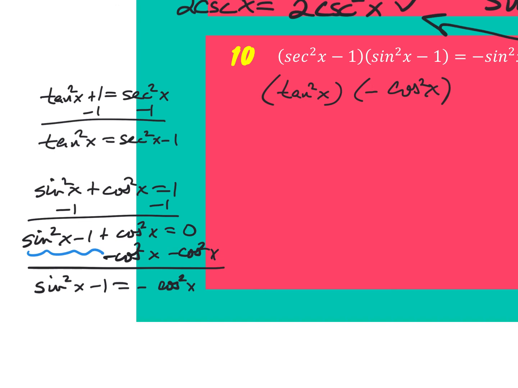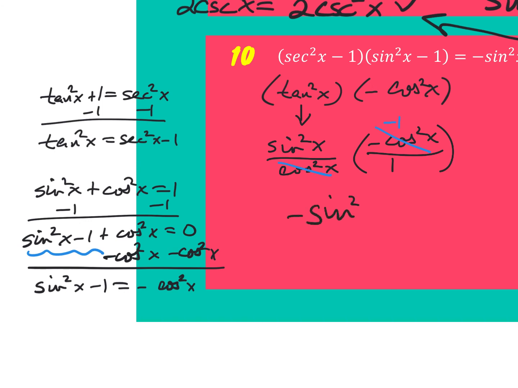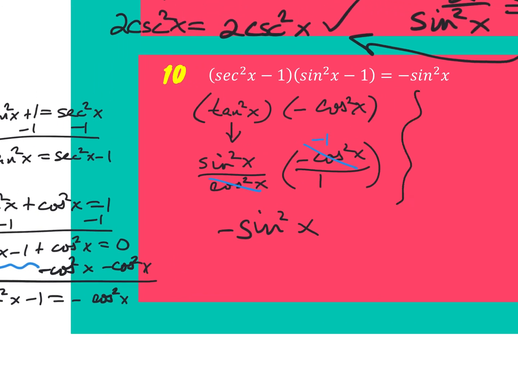And now I can again use my quotient identity, make this sine squared x over cosine squared x, multiply it by the negative cosine squared x. This simplifies. And left behind is a negative 1 now. And then negative 1 times sine squared x is negative sine squared x, which is what it wanted me to get it to.